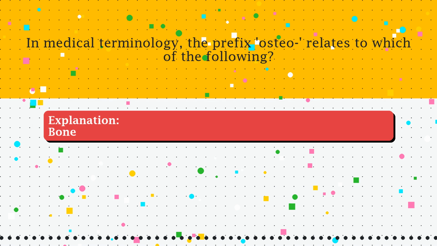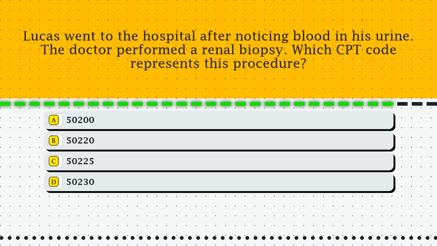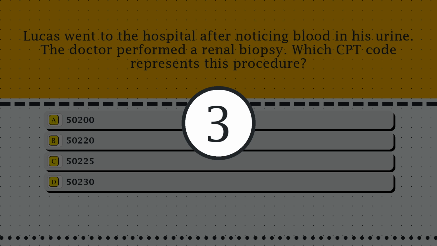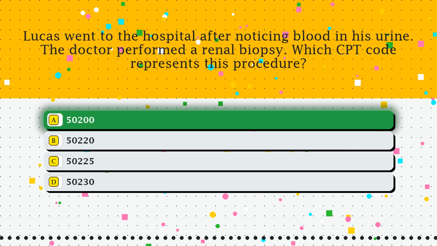Bone. Question 226. Lucas went to the hospital after noticing blood in his urine. The doctor performed a renal biopsy. Which CPT code represents this procedure? Option A, 50,200. Option B, 50,220. Option C, 50,225. Option D, 50,230. The correct answer is option A, 50,200.